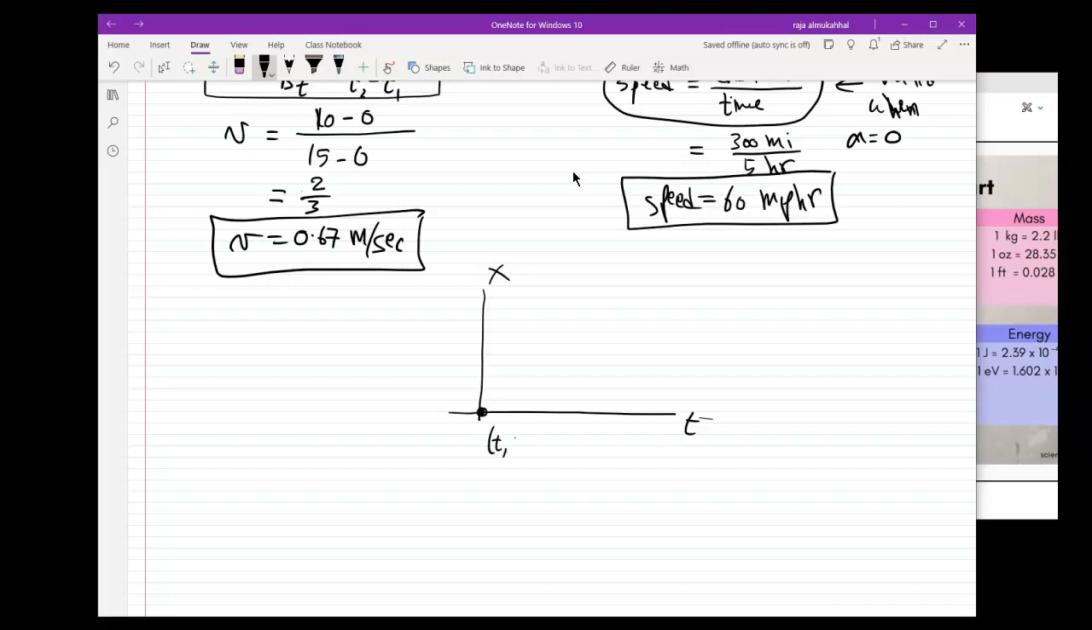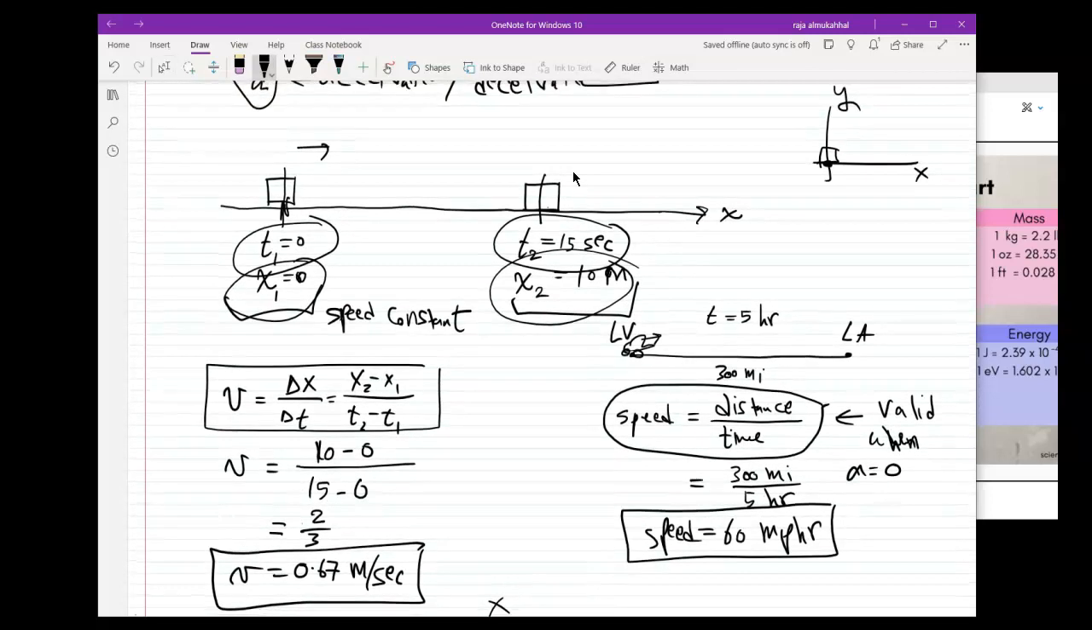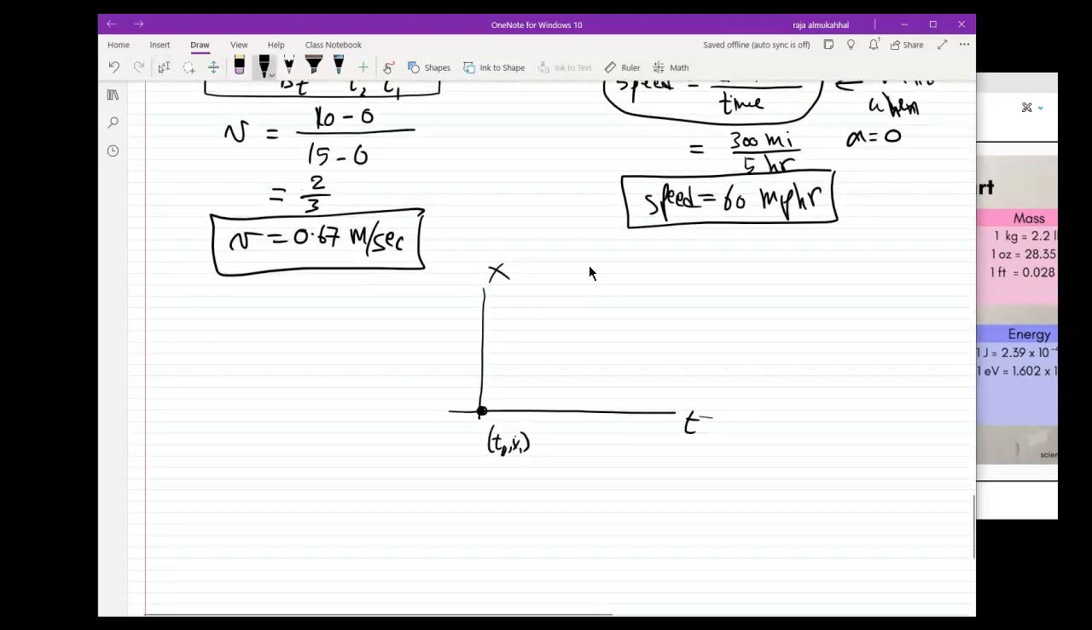So if I would plot those 2 points, we started with t1, x1 right here, 0, 0, correct? Here it is right there. And then t2, x2 is 15, 10. So let me plot that. Let's suppose 15 is here, 10 let's say is here, and let's say the point is right there, okay? So I have a line that looks something like that. Remember, the shortest distance between 2 points is a straight line. So I can draw a line that represents my motion here, okay?